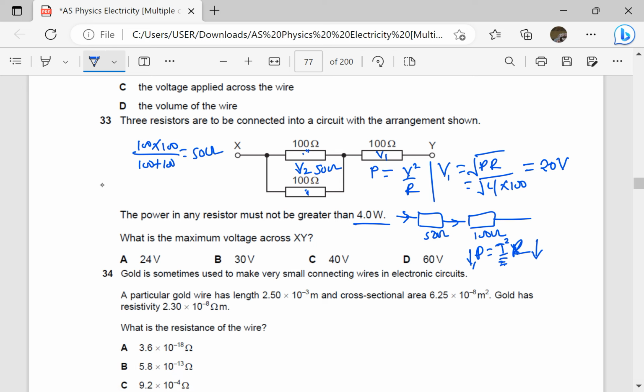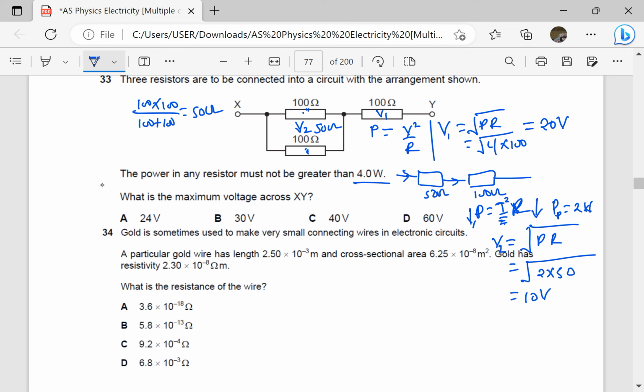So again I'll use the same formula. The power in the parallel combination is half of 4, which is 2 watts. Using V equals the square root of power times R, V2 is the square root of 2 times 50, which is the square root of 100, which is 10 volts. So to find the total, or maximum, voltage between X and Y, we add 10 plus 20, which gives us 30 volts. So our answer is B.